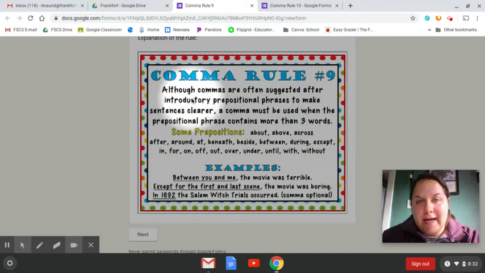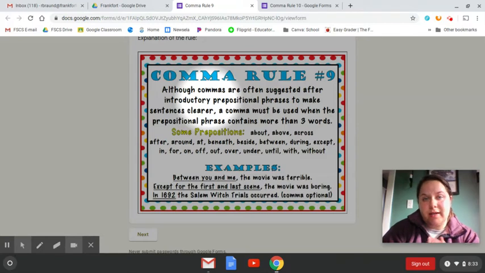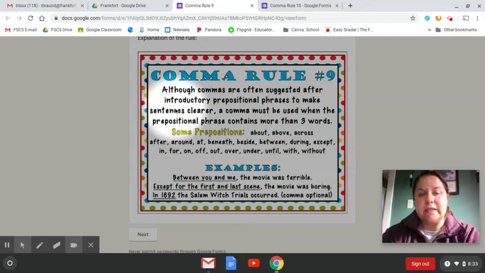Comma rule 9 deals with introductory prepositional phrases. So introductory phrases to a sentence. Okay, we've kind of already done this because we've talked about when you introduce a sentence with words like although, when, that those types of phrases require commas. We've talked about this with transition words, which are also introductory, things like however or additionally. So this is kind of just an add-on to that. These are phrases that just make these sentences clearer.